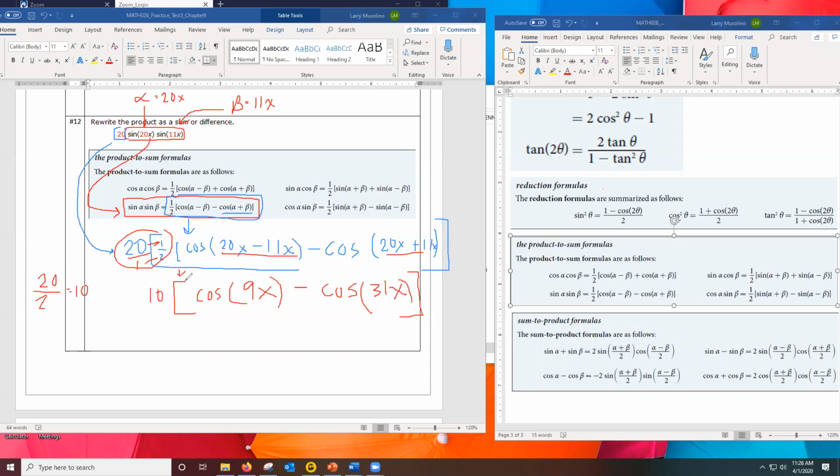All right, folks, don't forget these brackets here. You could use parentheses instead of brackets, because this 10 has to multiply this entire expression here. If you wanted to, you could take the 10 and let it multiply inside the parentheses using the distributive property. So I could also write this as 10 cosine 9x minus 10 times cosine 31x. So either one of these answers would be okay for WebAssign.